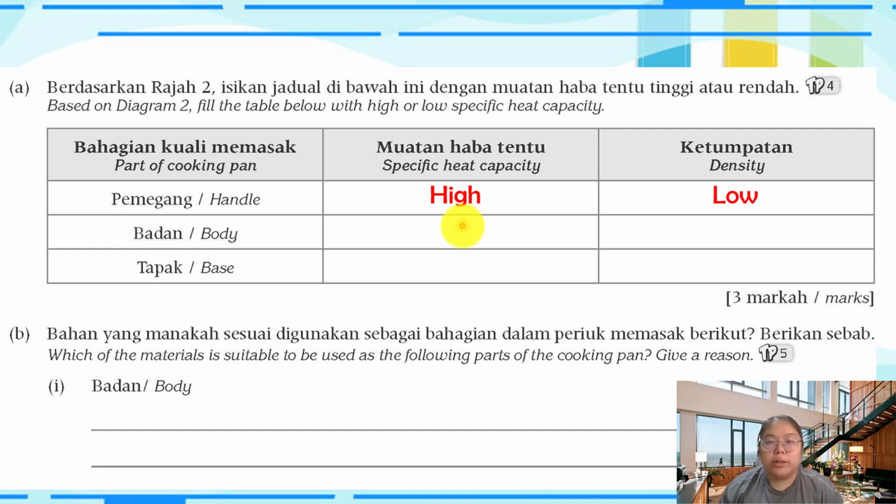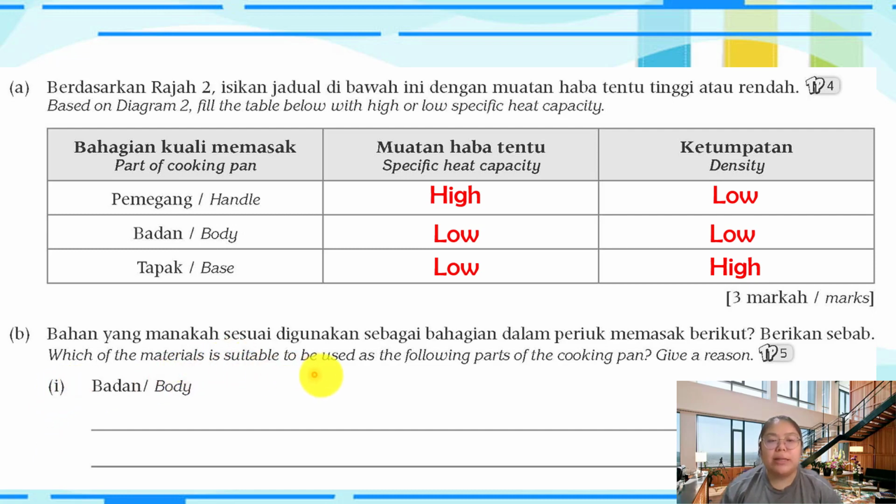Okay, how about the body? The body I want to heat up faster, so the specific heat capacity must be low. Then the density also must be low because you want to hold the body of the pot. Okay, last one is the base. The base also wants to heat up faster. They want low specific heat capacity, but the density for the base must be high because you want stability, for the pot to be moved here and moved there. So I want stability, so I want high.